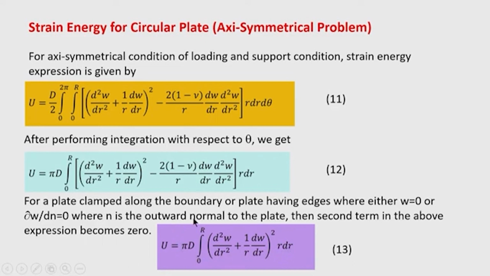Now, suppose we want to solve a problem of a plate which has a fixed boundary, that is, it is fixed along all edges. So, in that case it is not necessary to consider the second term, because the slope dw by dr becomes 0. So, the first term, that is the square term, will be used to calculate the strain energy of the plate.